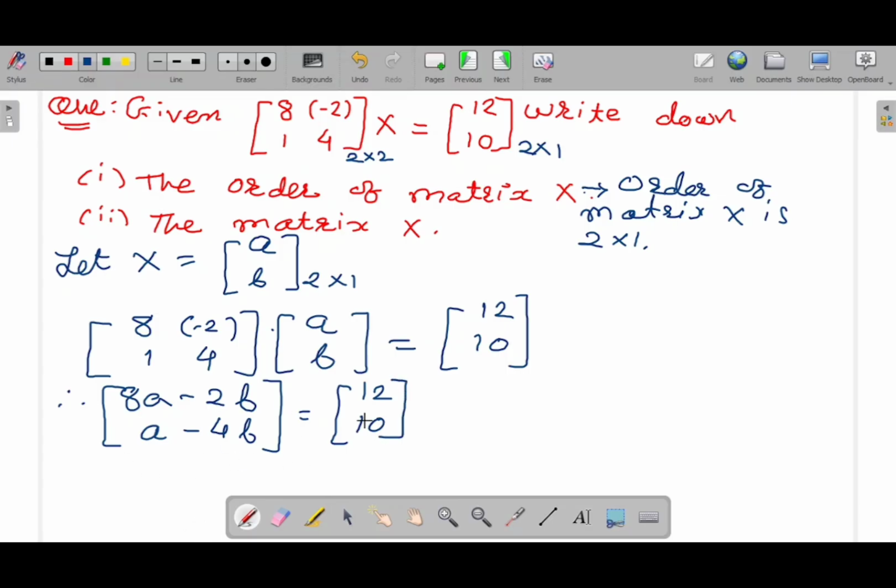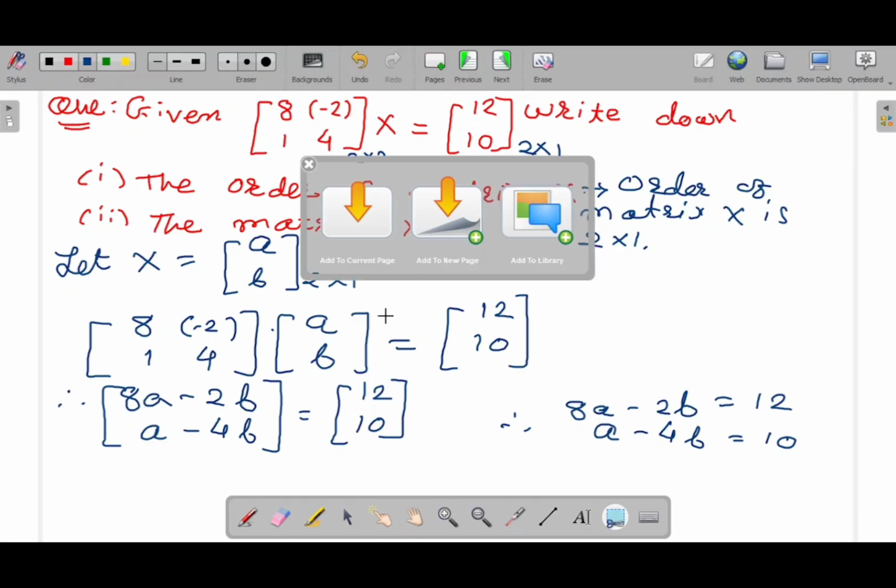So from these matrices, what do you know? You can compare them and get that 8a minus 2b is equal to 12, and your second equation is a minus 4b is equal to 10. Yes? Okay. So this is our simultaneous linear equation.